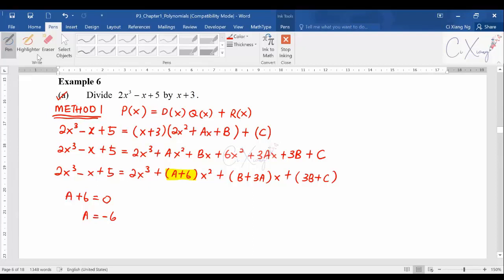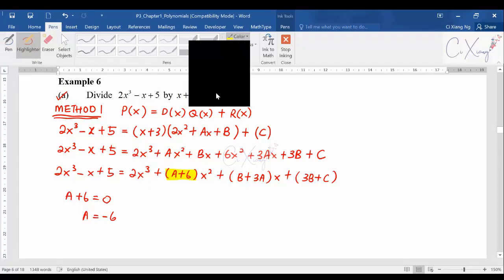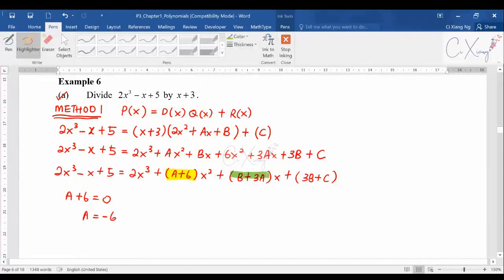Okay, then how about the next term? For the next term, you look for x. So b plus 3a, bracket x. You compare it with the left-hand side. If you look at the x power term, you have negative 1. So if you want to write out and solve, it should be b plus 3a equals negative 1. And just now you already know that a is negative 6, right? Therefore, what's the b? So b will be negative 1 plus 18. And therefore, your b is equal to 17.